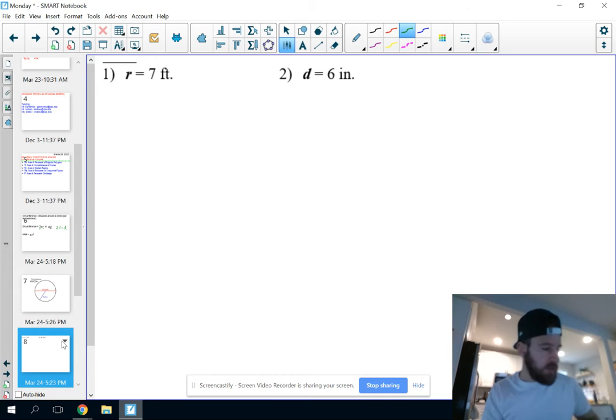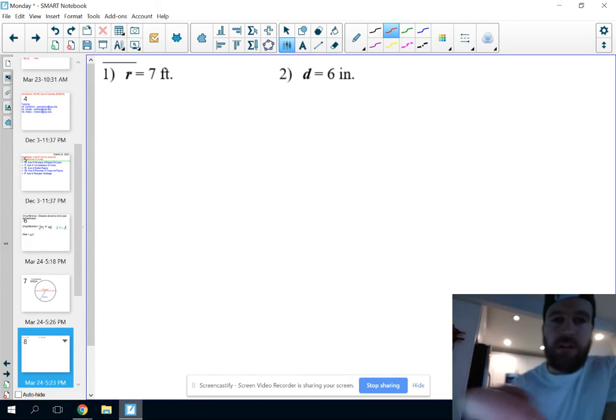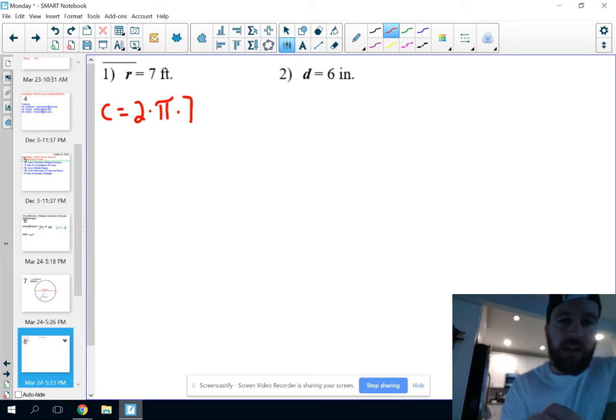So let's look at some examples. In number 1, you are asked to find the circumference and area of each circle. Looking at number 1, we're given the radius of 7. So let's start with our circumference. The circumference is equal to, since we're given the radius, we'll use the radius formula: 2 times pi times that radius.